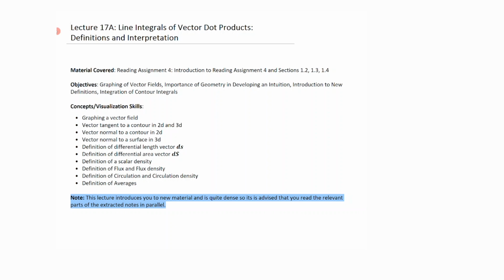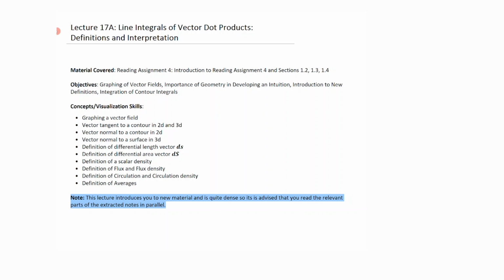So the specific concepts and visualization skills are itemized here. Basically, how to graph a vector field. Secondly, what is a vector tangent to a contour in 2D and 3D? A vector normal to a contour in 2D, a vector normal to a surface in 3D, the definition of a differential length vector, ds, s being lowercase, and the definition of a differential area vector, dS, in this case S being uppercase, definition of a scalar density, definition of a flux and a flux density.